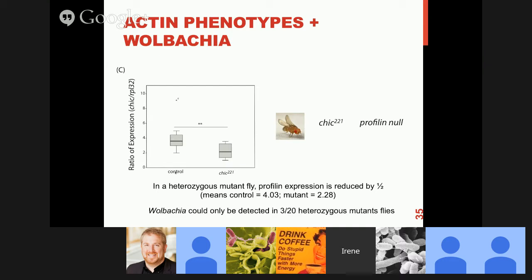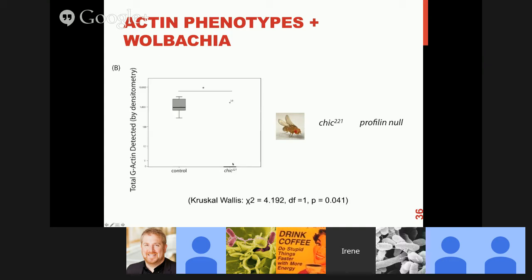I should also mention that Wolbachia could only be detected in 3 out of 20 of these heterozygous mutant flies. So using quantitative PCR, we can detect this significant reduction in profilin, and we can also detect that Wolbachia was only found in 3 of them. So a significant reduction in profilin correlated with our reduction in our ability to detect Wolbachia.